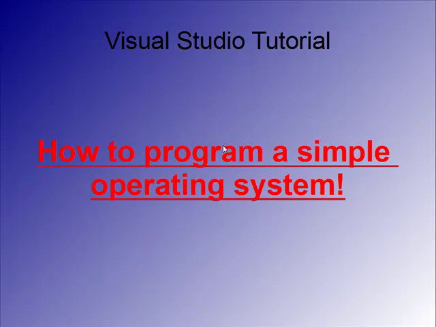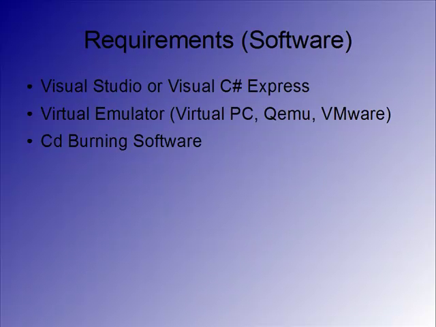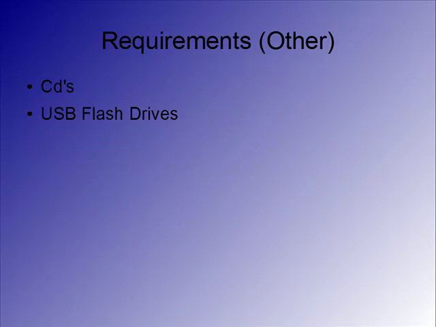This is going to be an advanced Visual Studio tutorial. In this tutorial, I'm going to show you how to program a simple operating system. The requirements for this tutorial are a Windows operating system, enough RAM to allocate to a virtual machine, or the ability to boot from a CD/USB drive. The software requirements are either Visual Studio 2008 or Visual C# 2008 Express Edition. It will also be very nice if you have a virtual emulator such as VirtualPC, QEMU, or VMware, and some CD burning software. The other knowledge requirements are advanced knowledge of the Visual C# programming language, some knowledge of how operating systems work, and some hardware knowledge. And the other requirements are some CDs and some USB flash drives.